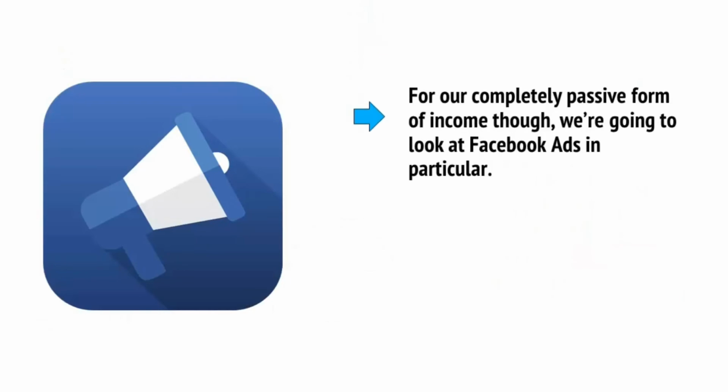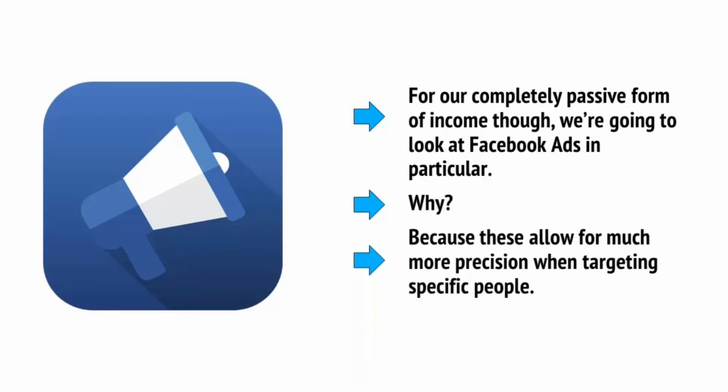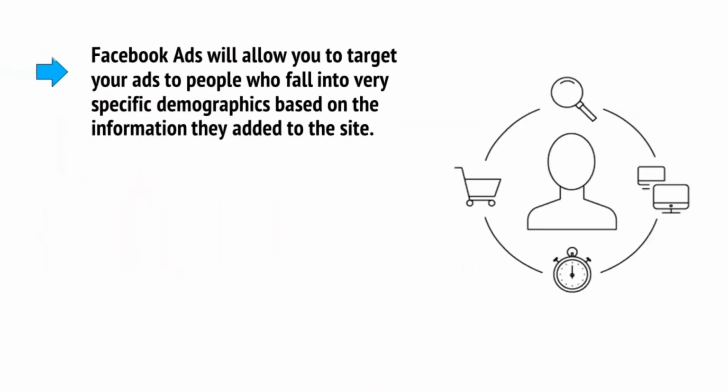For our completely passive form of income, though, we're going to look at Facebook ads in particular. Why? Because these allow for much more precision when targeting specific people. Facebook ads will allow you to target your ads to people who fall into very specific demographics based on the information they added to the site.